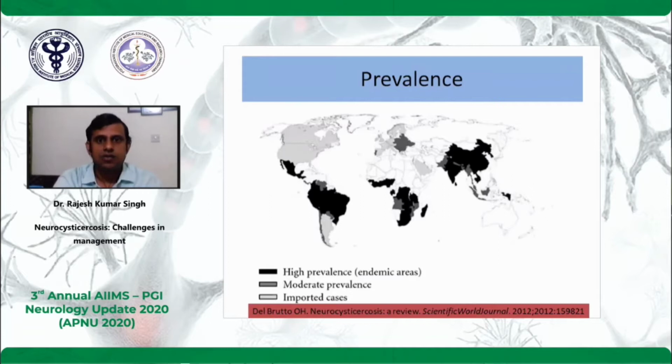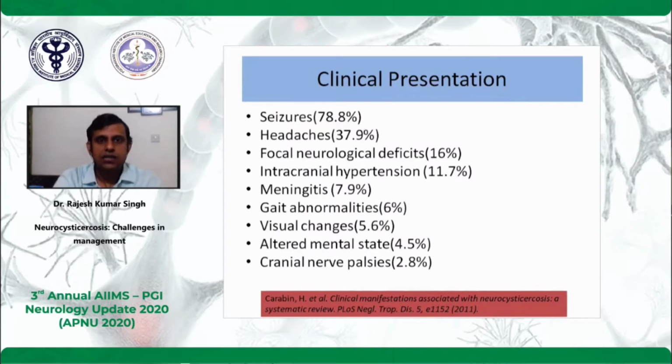So we know that neurocysticercosis is quite prevalent in India, and it is very endemic. And the clinical presentation, neurocysticercosis can present with a variety of manifestations. The common include seizure, headache, focal deficit, IIH, even meningitis. We even had one patient who presented with multiple lesions in the basal ganglia and presented with Parkinsonism-like features, so gait abnormalities, encephalopathy, and cranial nerve palsies.